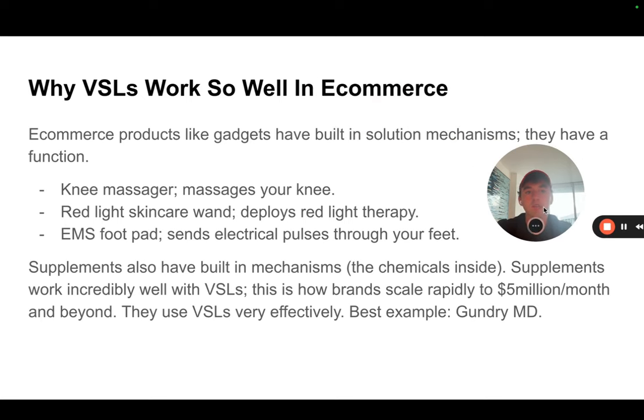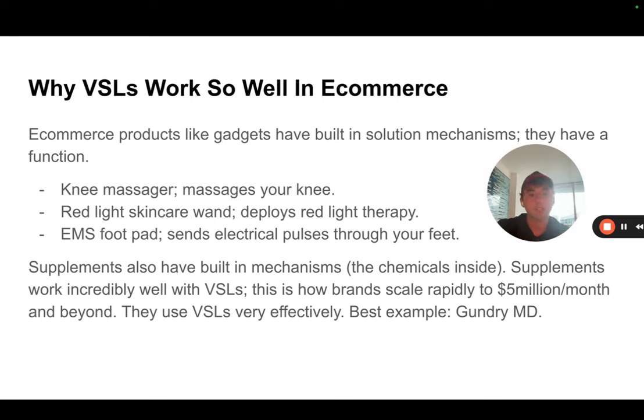So next, why is e-commerce the perfect place to use VSLs right now? Well, e-commerce products such as gadgets have built-in solution mechanisms because the gadgets have a function and they do something. For example, a knee massager massages your knee. It does something for your body that you can then explain and sell that mechanism and the benefits of using it. The red light skincare wand deploys red light therapy on your skin cells, and the EMS foot pad sends electrical pulses through your feet.